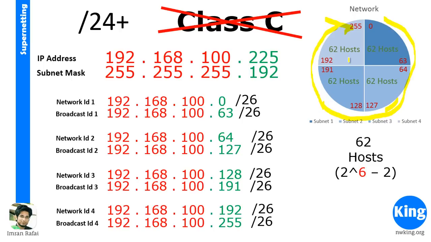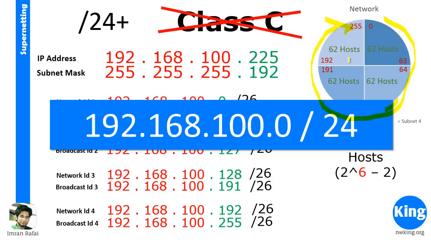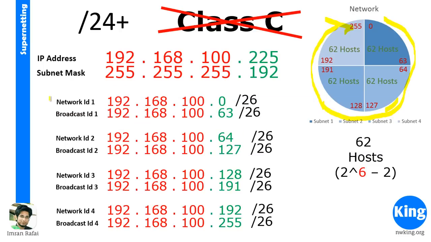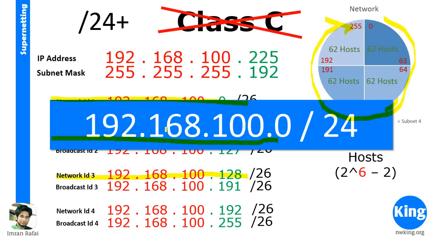But if we didn't break it, we could represent all these four subnets as 192.168.100.0/24. It includes all these four subnets, right? That's what supernetting is. So instead of the router having all these network IDs listed one by one, they could just list one network ID, 192.168.100.0/24, and that includes all these four.